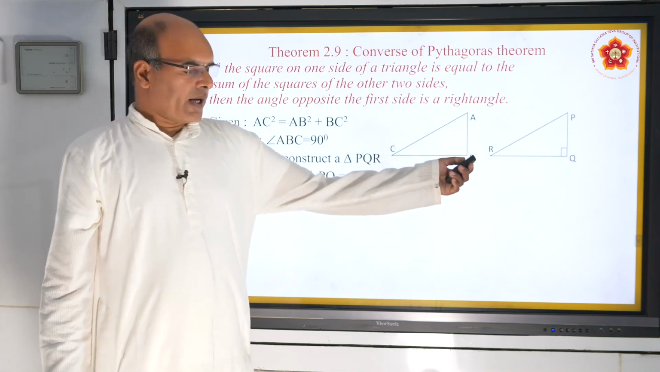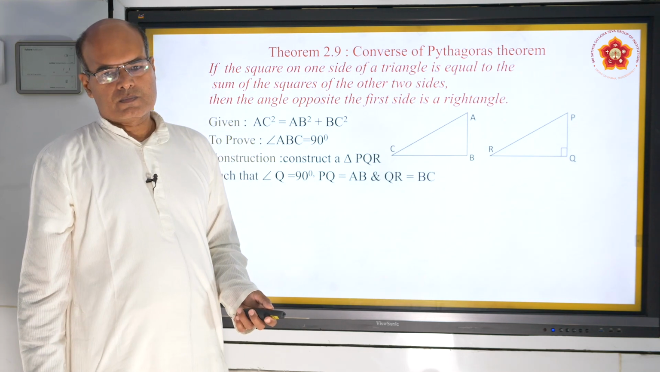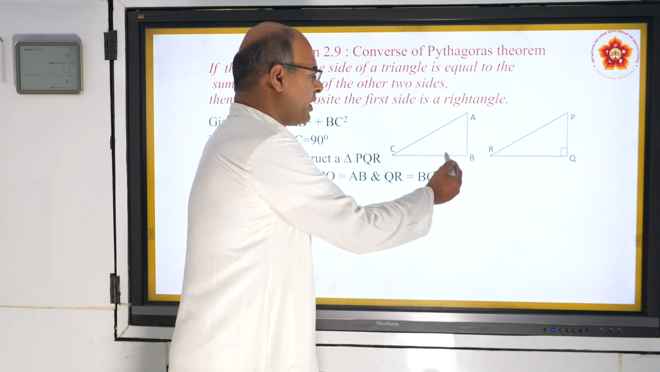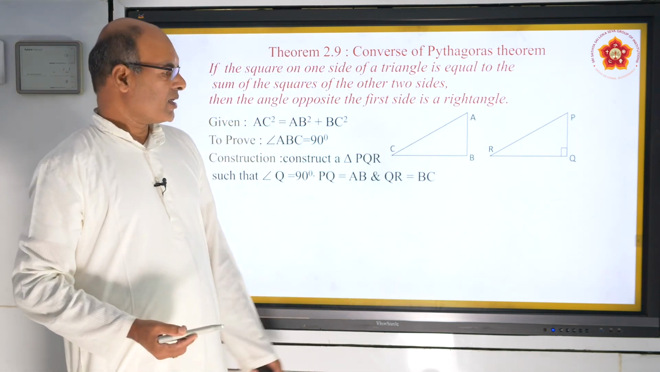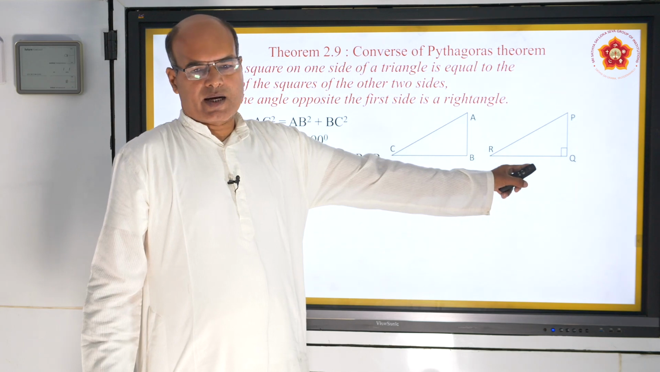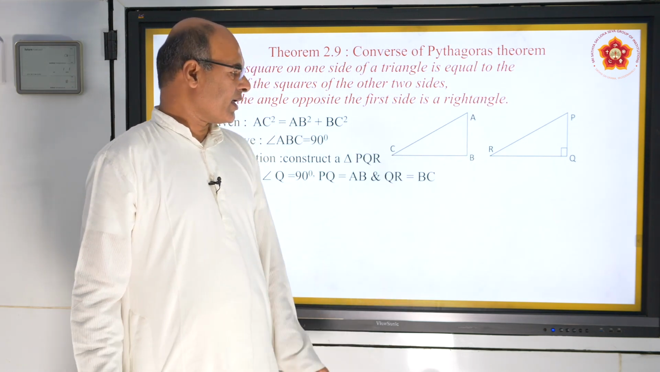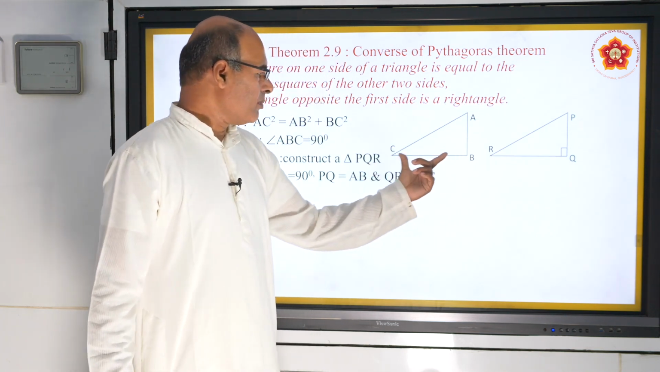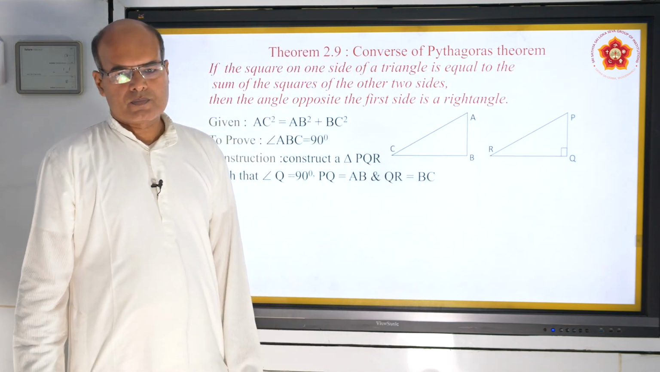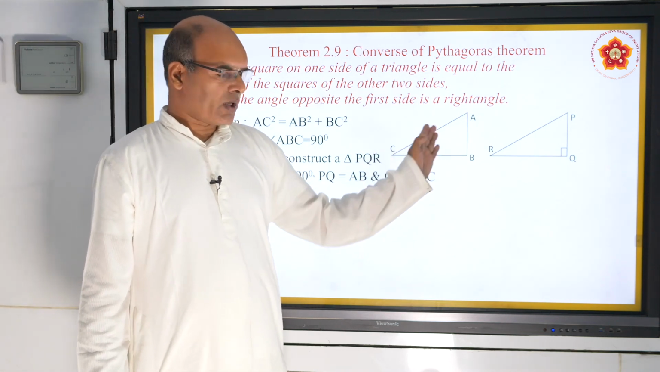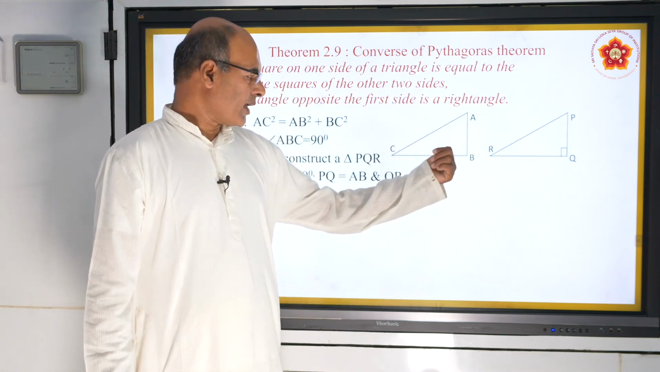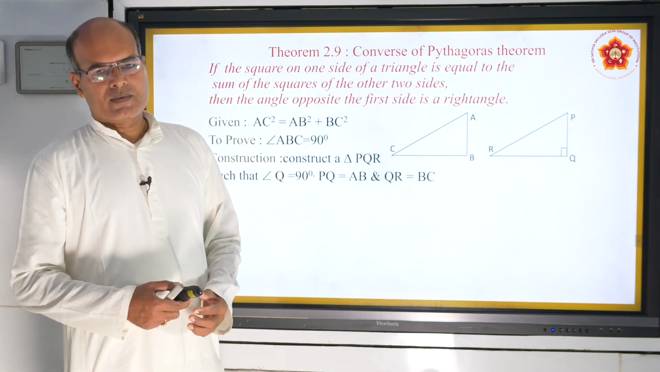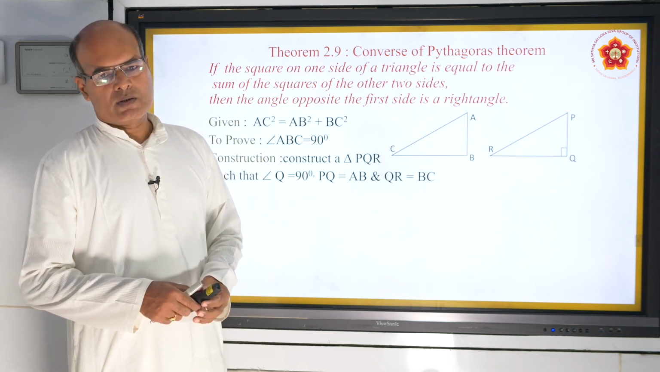Do you think these two triangles are congruent? If you think so, then we can write angle B is equal to 90 degree directly, because we constructed this triangle as a right angle triangle. Here angle Q is 90 degree, AB is equal to PQ and BC is equal to QR. If these two triangles are congruent, then we can tell that angle B is 90 degree. So are they congruent? Let us try to apply any postulates.